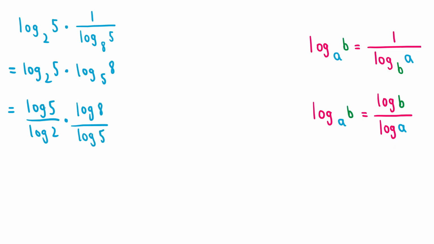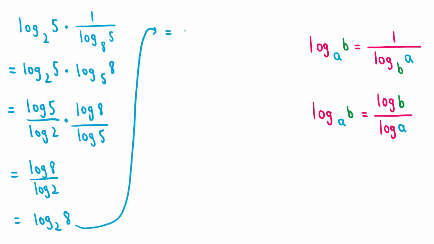The log of 5 in the numerator and the log of 5 in the denominator cancel out, and this just becomes log of 8 over log of 2, and we can use the change of base rule again, but in the other direction, to rewrite this as log base 2 of 8, and that's just equal to 3. So this entire expression is just equal to 3, since 2 to the power of 3 is equal to 8, so log base 2 of 8 is equal to 3. Of course, there are other ways of doing this, but this is one way. We could have used the change of base rule from the get-go, but that would have involved a complex fraction.